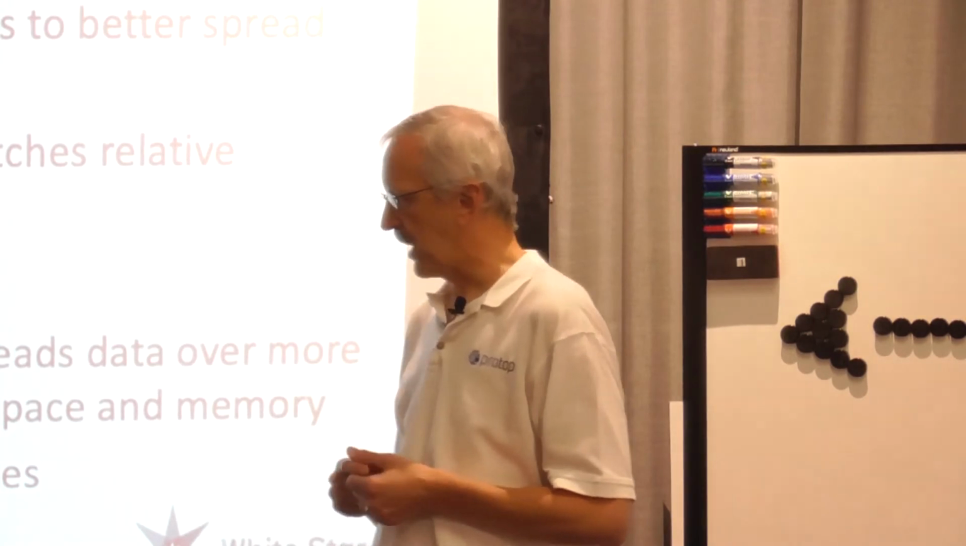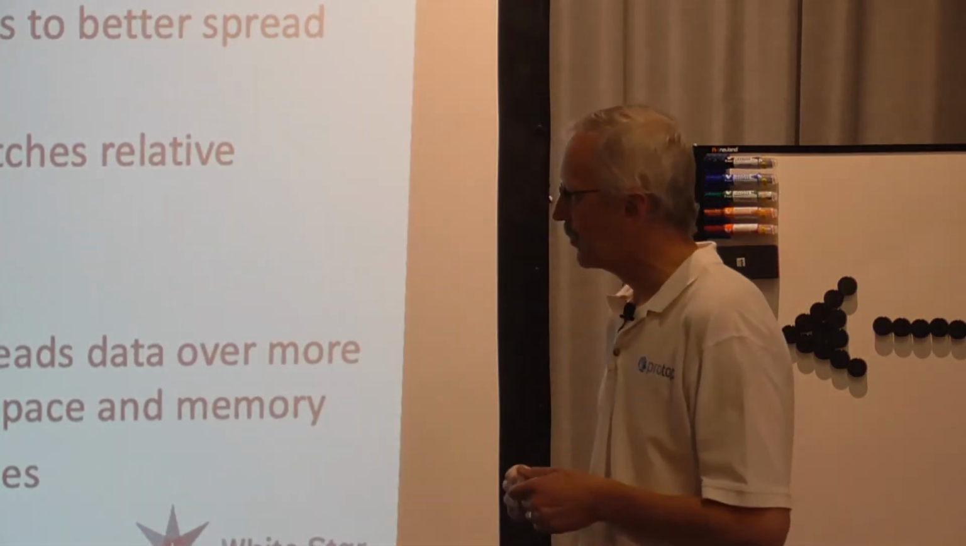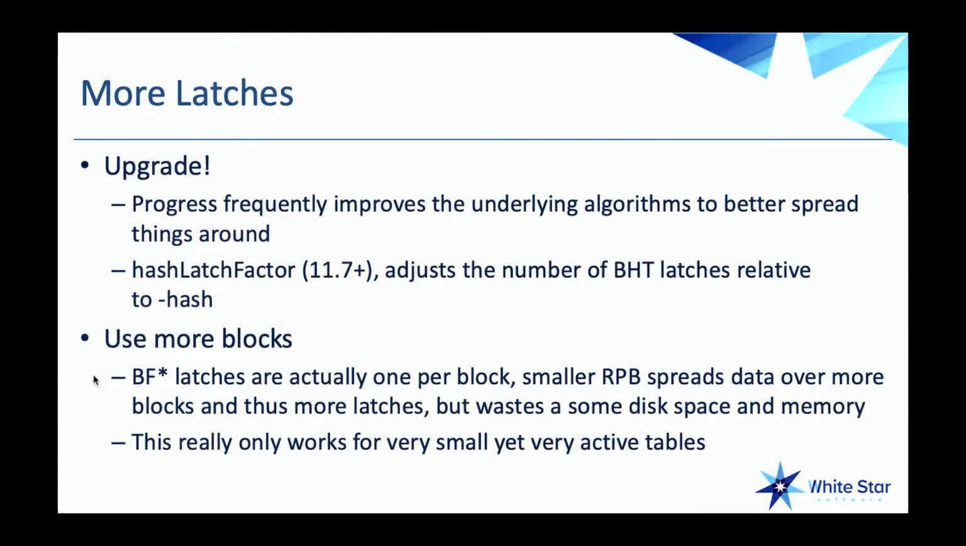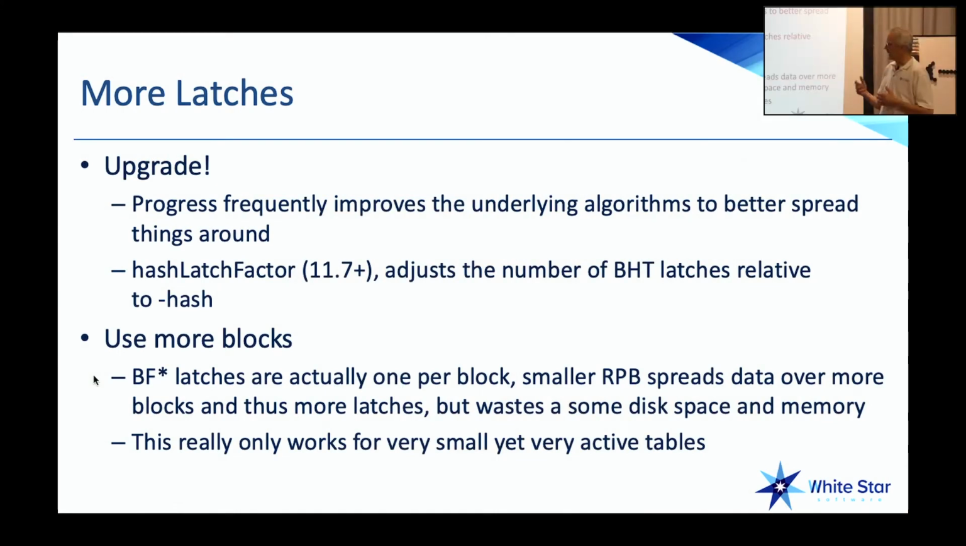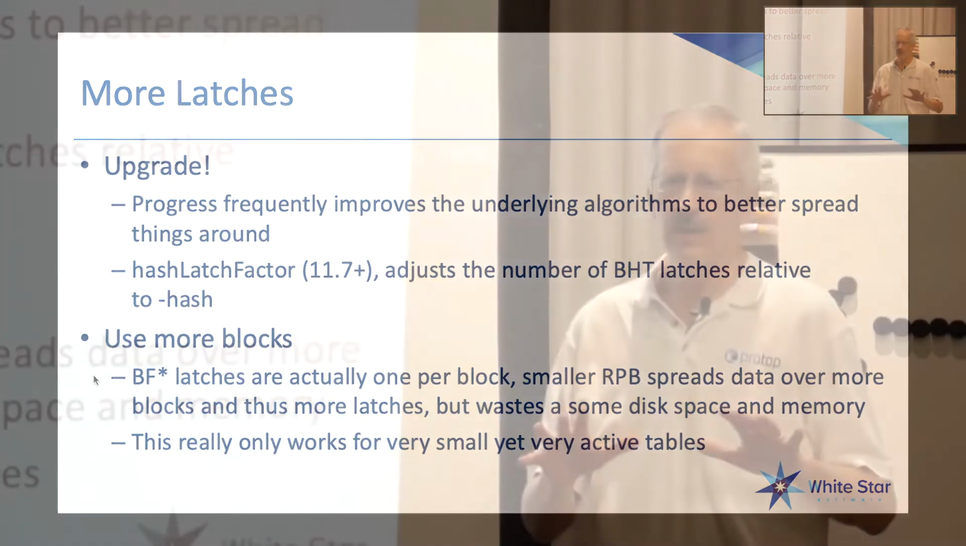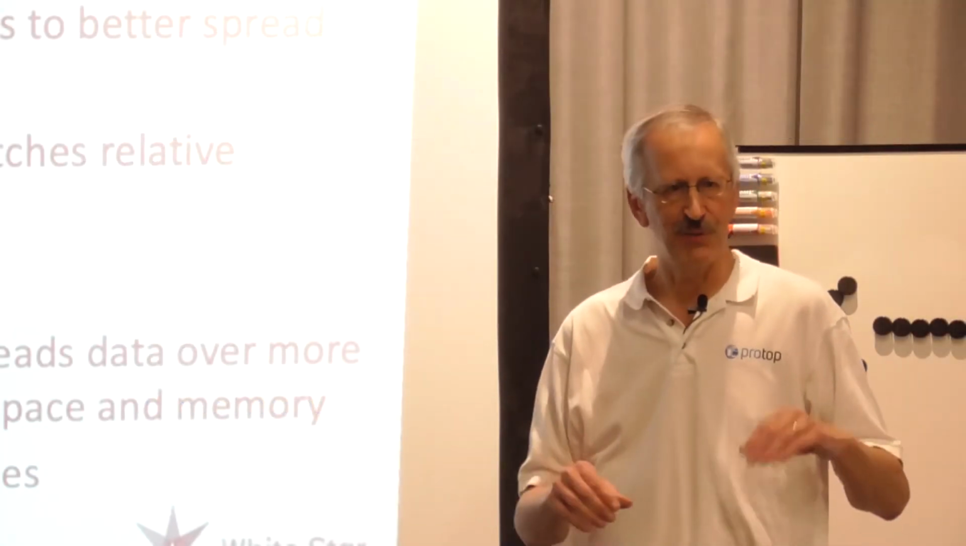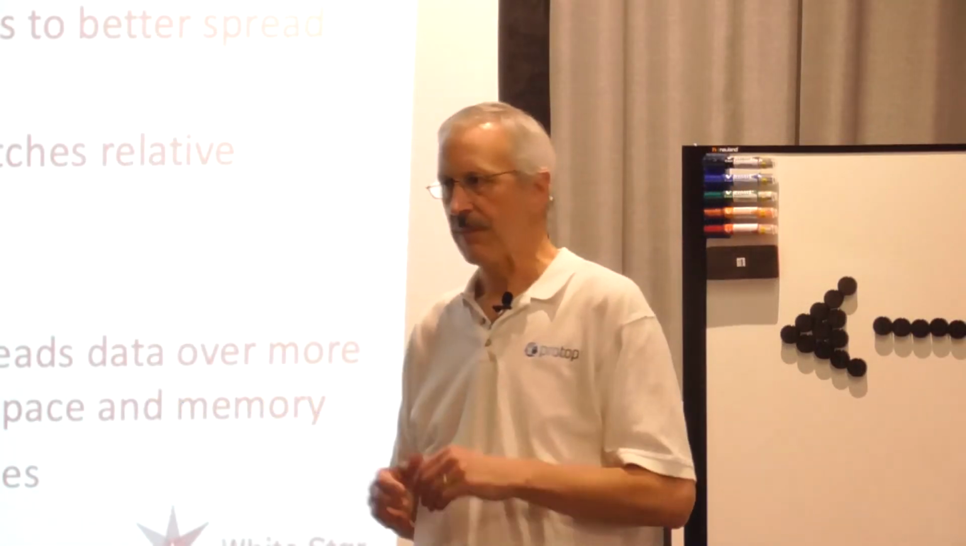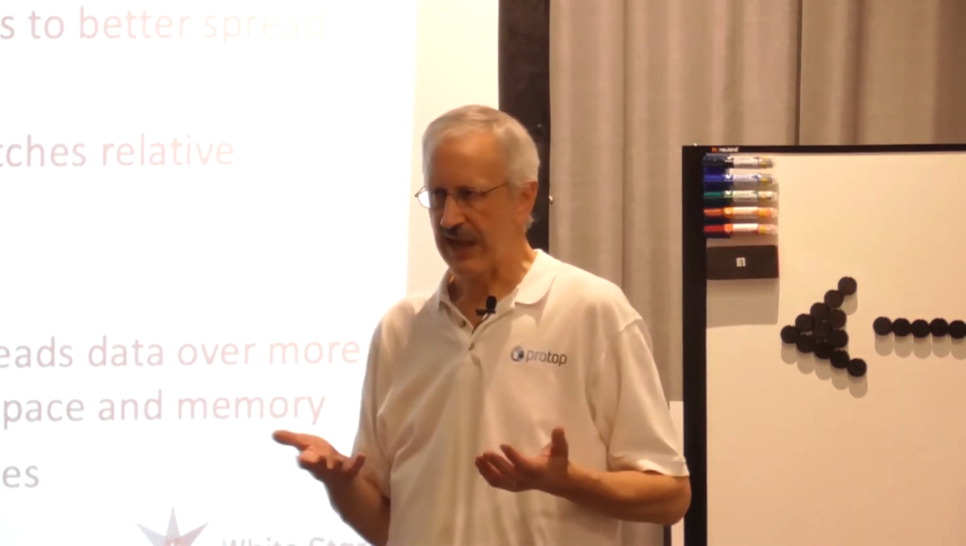Or you can use more blocks. So a possibility is that you're having an uneven balance between the BF1, 2, 3, and 4 latches, which are really just an accounting fiction because every block has an individual latch, but it would be very difficult to report that. So Progress reports on 4 buckets of latches called BF1, BF2, BF3, BF4. And typically you're going to see the same amount of activity on all 4 of those counters.